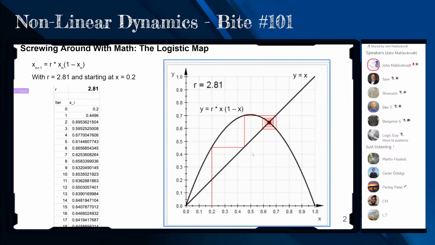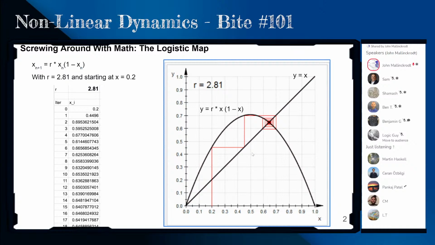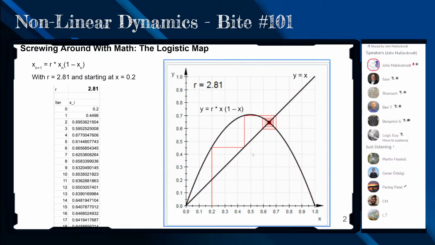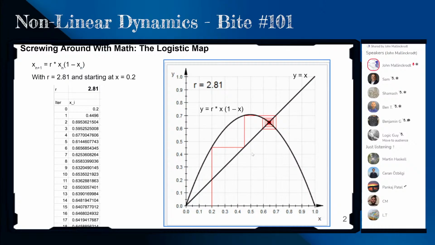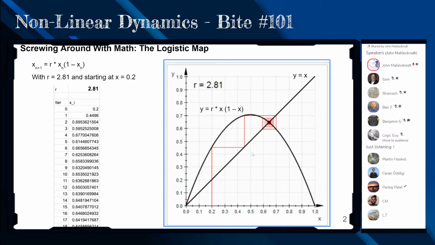And then a way to think about the iteration is to start at point 2. You see the red line going up from point 2. It goes up to the function. At that place, of course, the y value is just the first returned value. That's what you get when you multiply 2.81 times 0.2 times 1 minus 0.2. And what you get is 0.4496, as is shown in the table there. So that's how you get your first value.